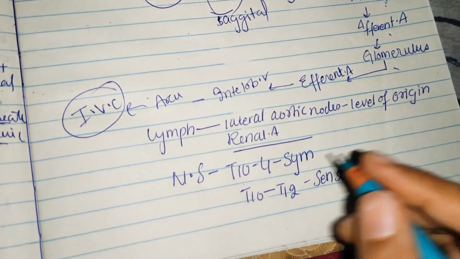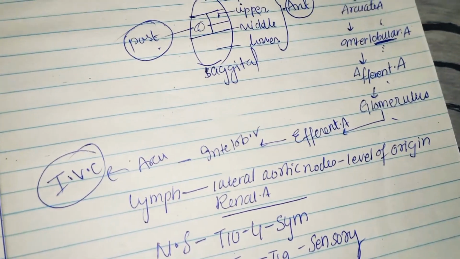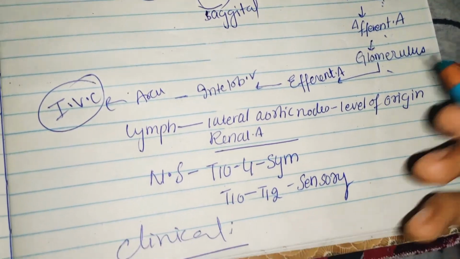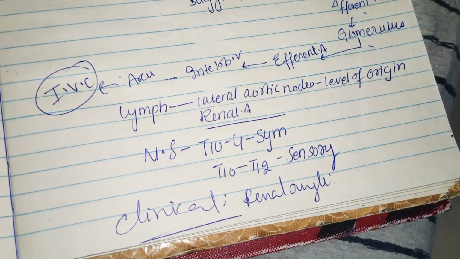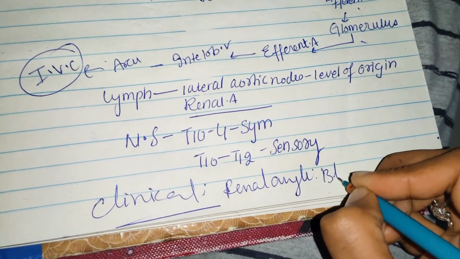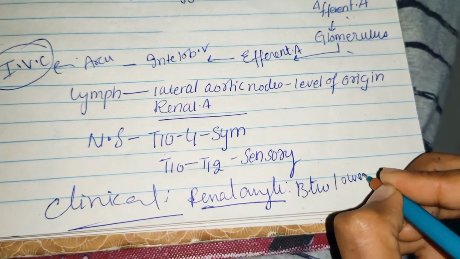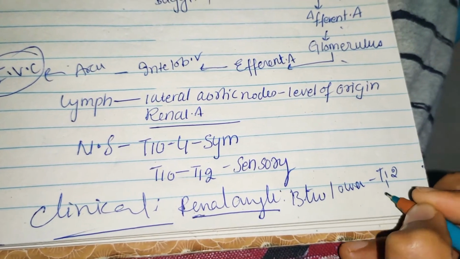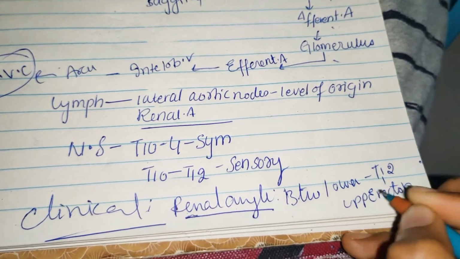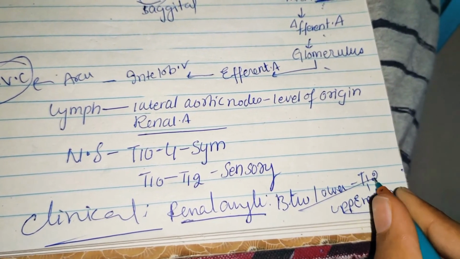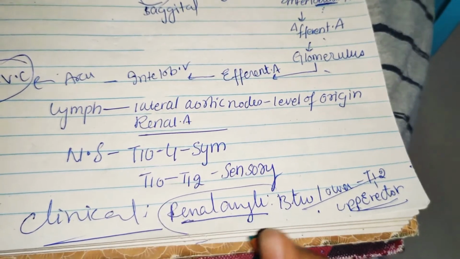And finally the clinical anatomy. In the clinical anatomy we have one thing called the renal angle. So what is the renal angle? The renal angle is between the lower border of T12 and the upper border of the erector spinae. So from the lower border of T12 to the upper border of the erector spinae, there is an angle, and that is called the renal angle.